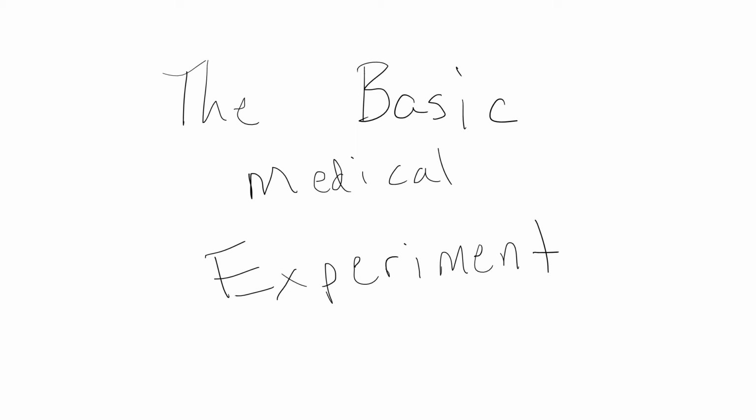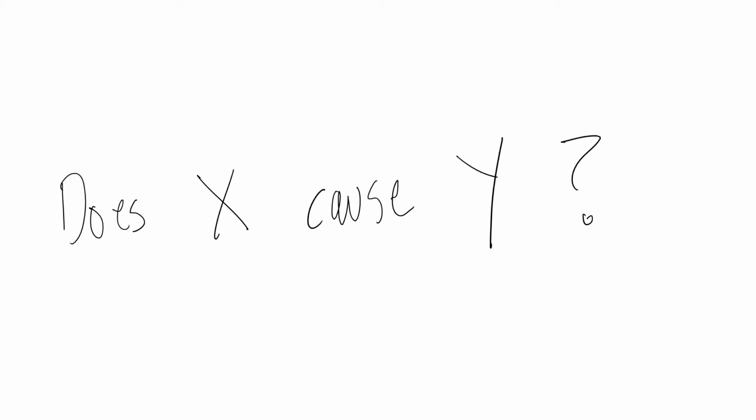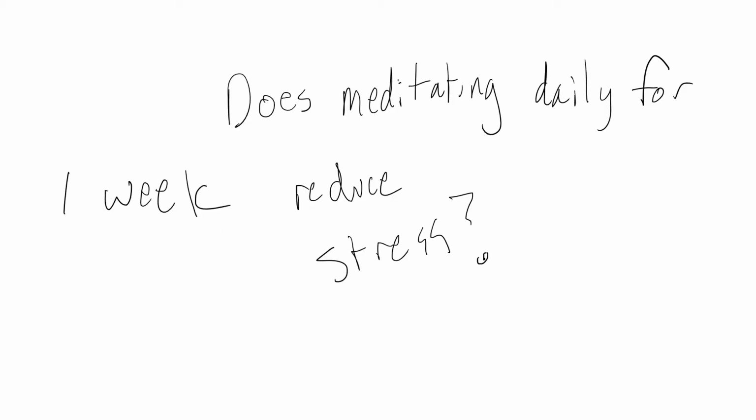In this video, I will introduce some of the basic concepts of experimental design in the medical sciences. Our experiments generally start with two variables. When conducting experiments, we're interested in knowing whether one variable causes another variable. For example, we might be interested to know whether meditating daily for 1 week reduces stress.